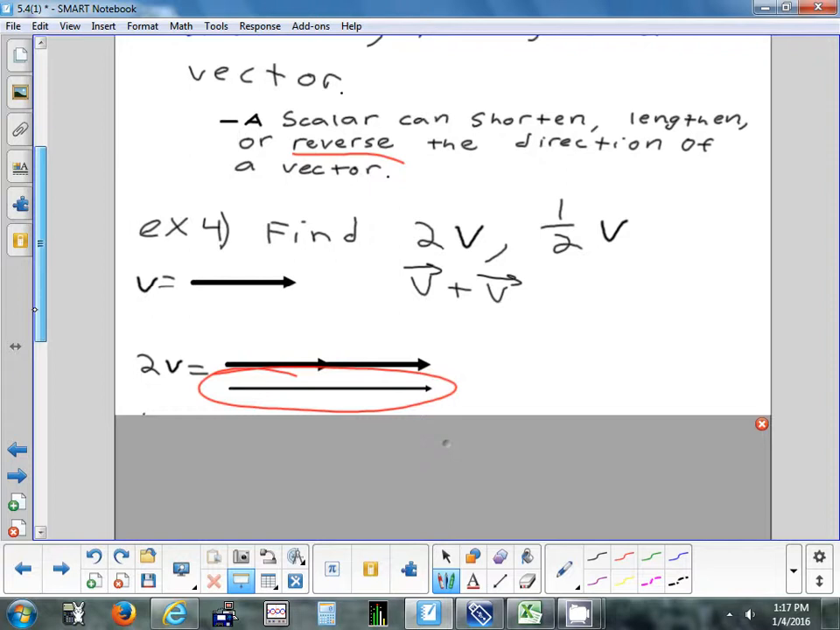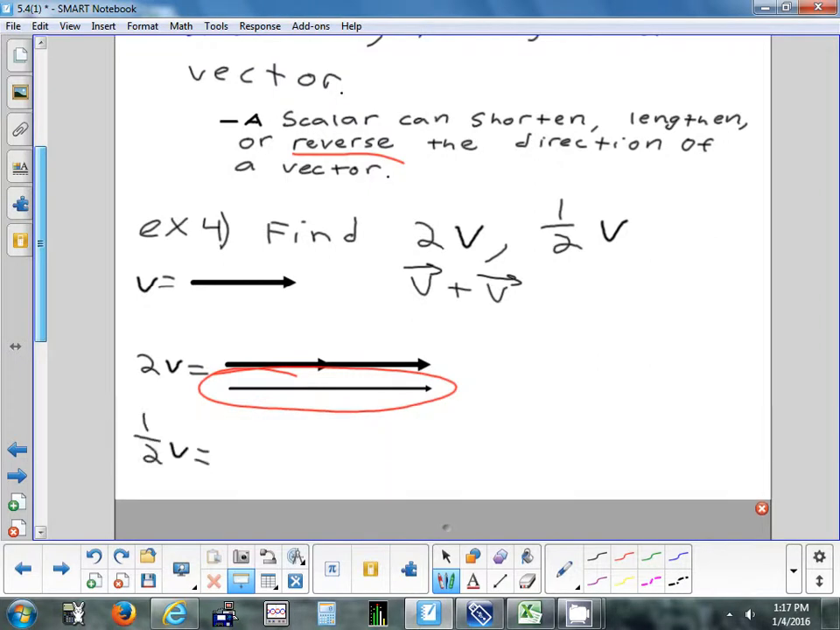Now if I want to do something like a half, I'm going to have to estimate that, unless you're using a computer and you had a function that could shrink by 50%. Otherwise, for this one, I'll just estimate 1/2 V. Any questions on that?